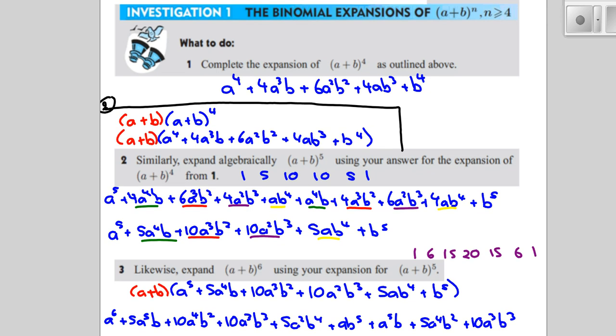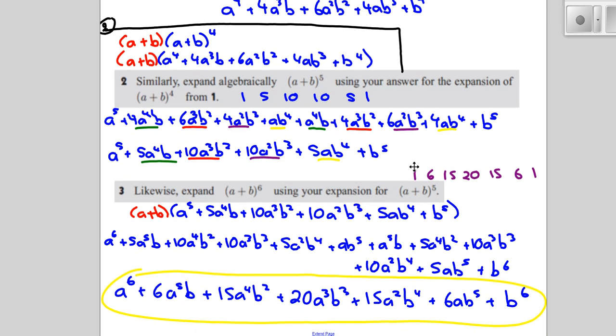You guys started to see a pattern. You started to notice that the coefficients were from Pascal's triangle. So for 5, we did 5 down here. For 5, the row is 1, 5, 10, 10, 5, 1. And then reading 1, 5, 10, 10, 5, 1.